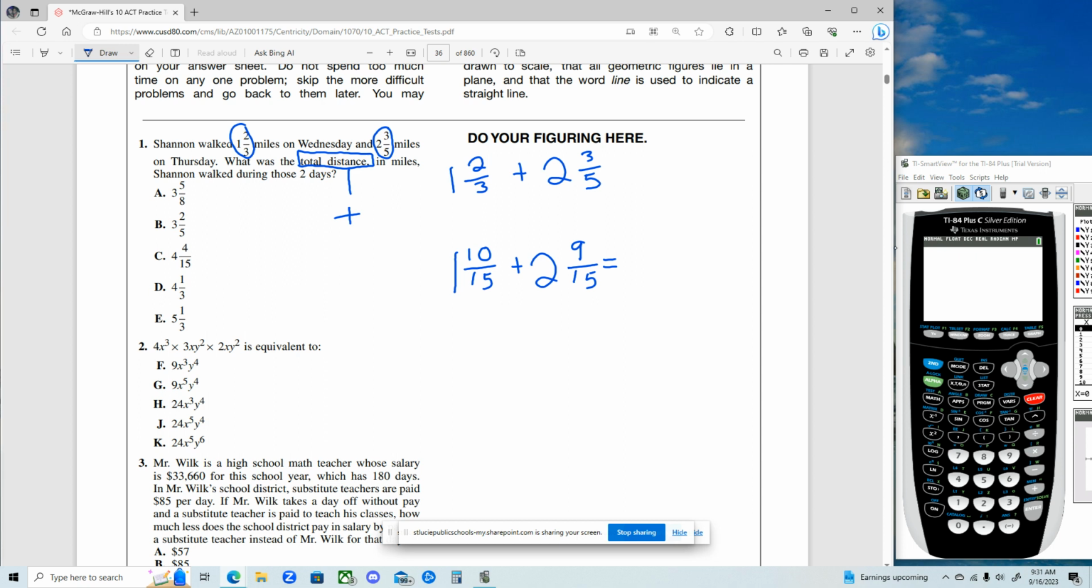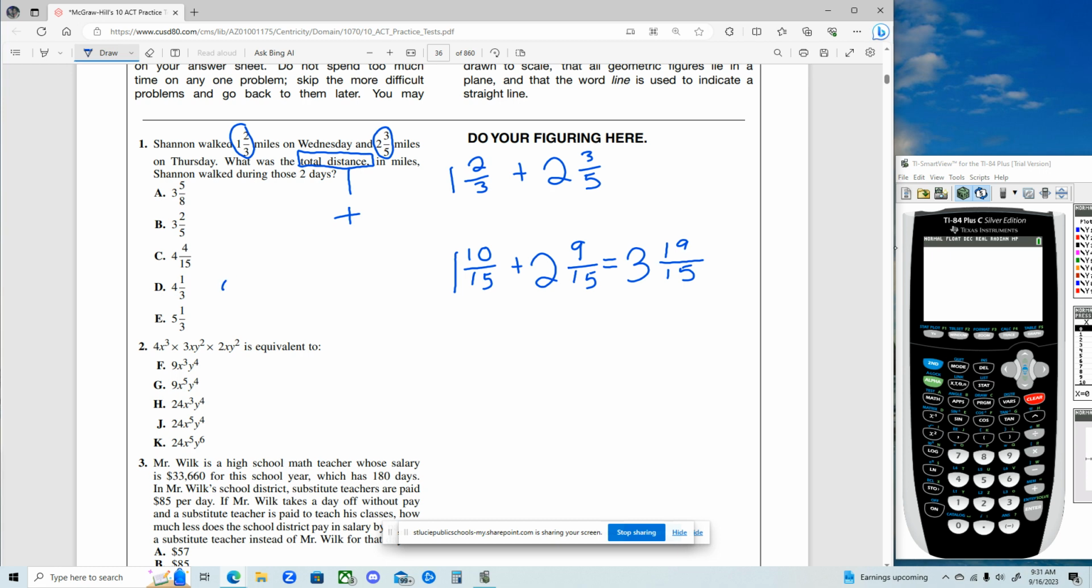Now I can add them up because they have equivalent fractions with a common denominator. Whole numbers first is going to give me 3. And then adding my numerators, I get 19 over 15. Look at the answer choices. 3 and 19/15 is not there. And none of these answer choices have an improper fraction. So I need to turn my improper fraction here into another mixed number and add it to the 3.